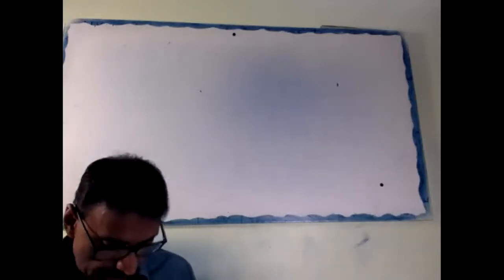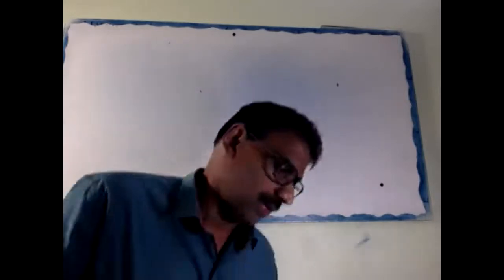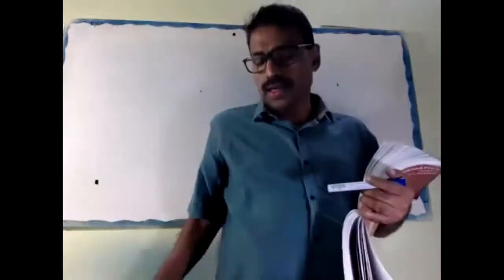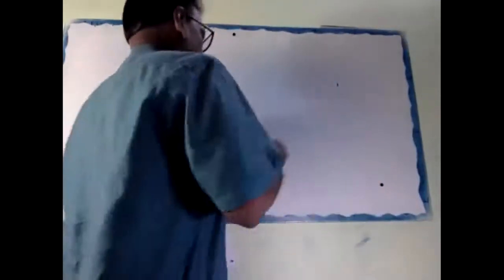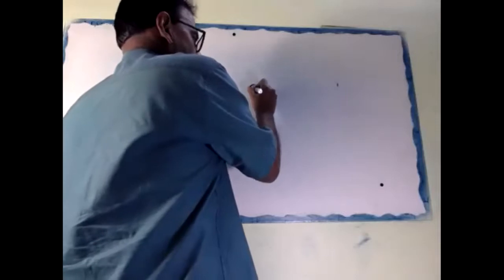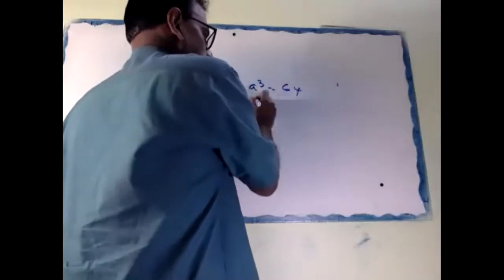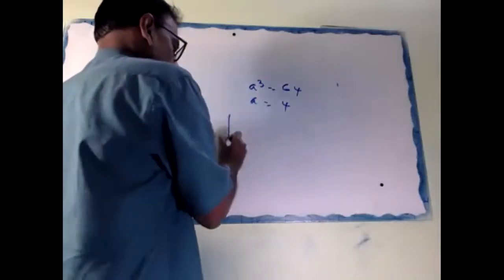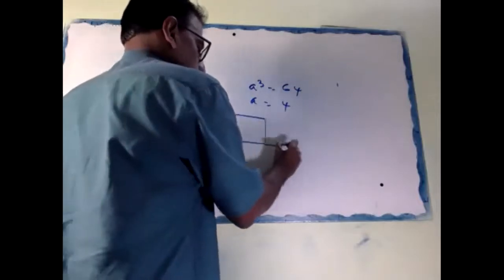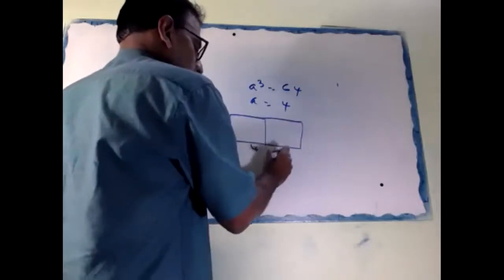Okay, what did you get? 2 cubes each of volume 64. Okay, volume is a cube, you can find this one. A cube is 64, so A equal to 4. So first cube, second cube, 4, 4. Okay, you find out.